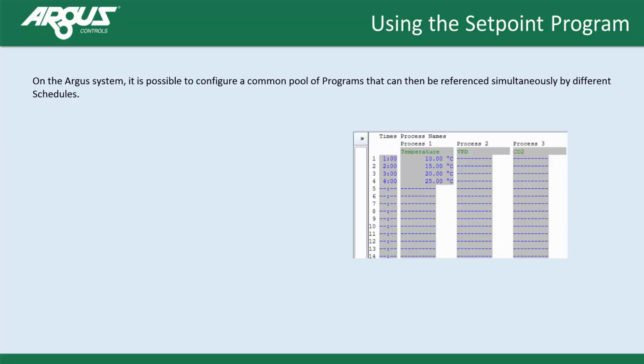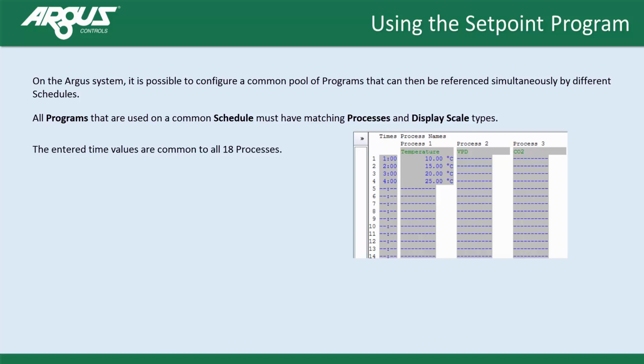using the setpoint program. On the Argus system, it's possible to configure a common pool of programs that can then be referenced simultaneously by different schedules. All programs that are used on a common schedule must have matching processes and display scale types. The entered time values are common to all 18 processes.